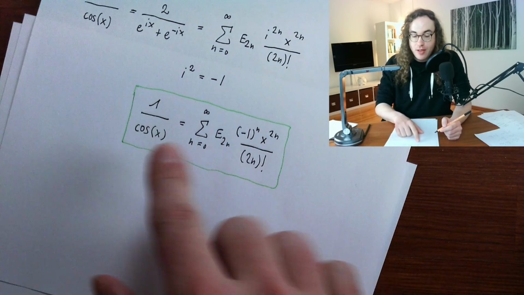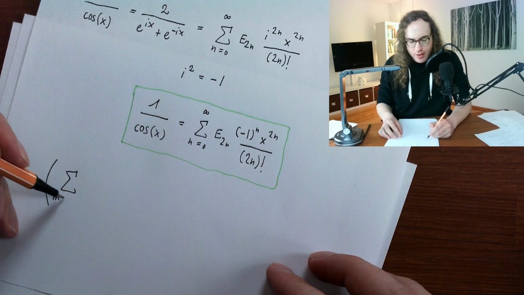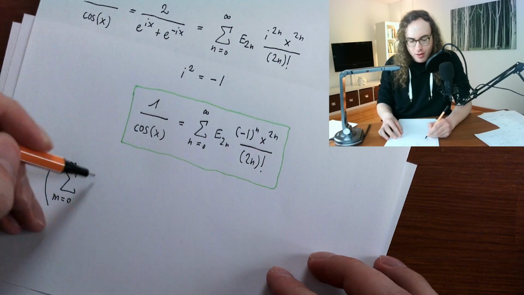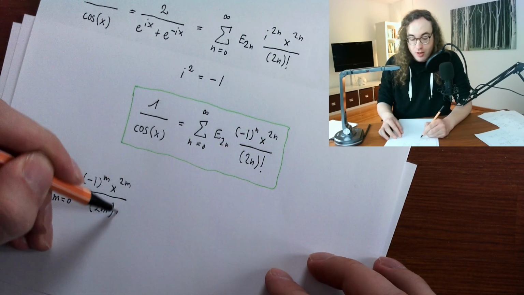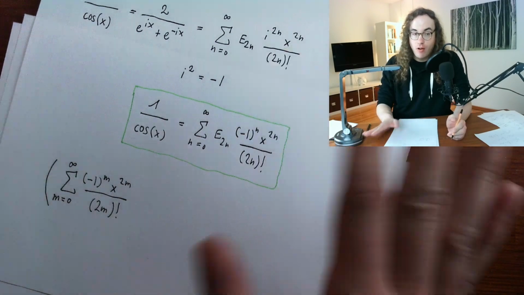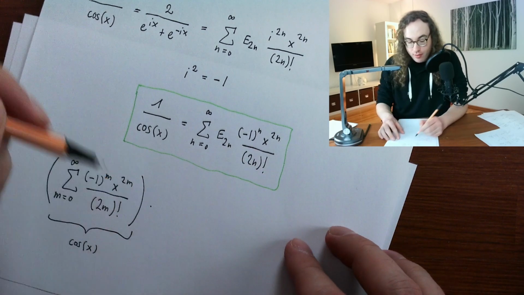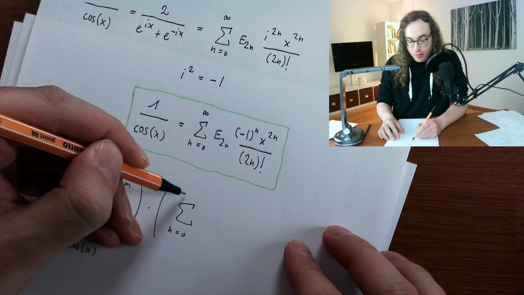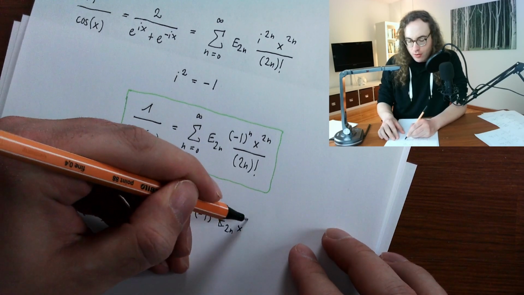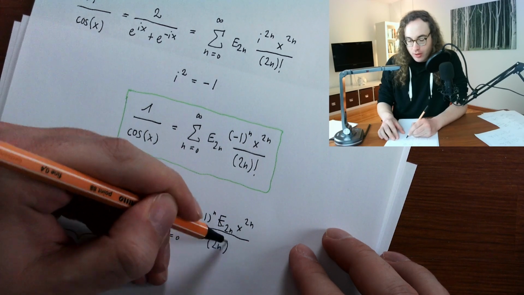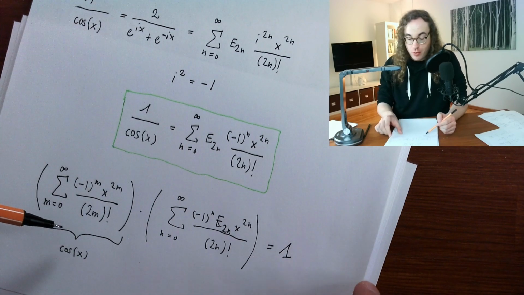And I directly will use that we know the power series expansion of the cosine around the origin. That is the sum, which I will index by m, from 0 to infinity of minus 1 to the m times x to the 2m divided by 2m factorial. That's just the power series expansion of the cosine of x. And now I multiply this with this thing. So this is the sum from 0 to infinity of minus 1 to the n times E_n times x to the 2n divided by 2n factorial. This is now 1. This is exactly what I get out of the previous equation by multiplying by the cosine.